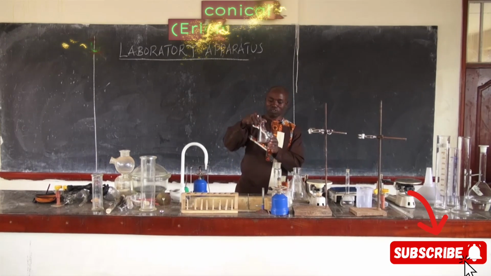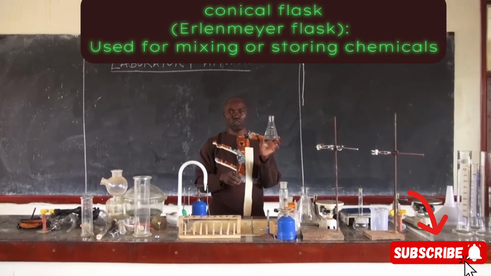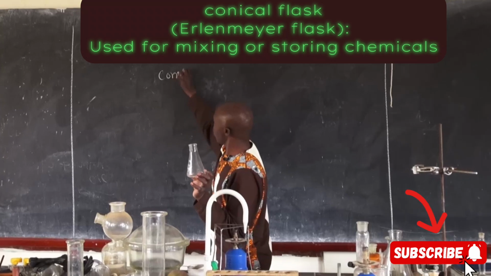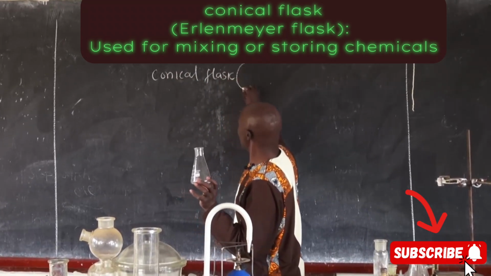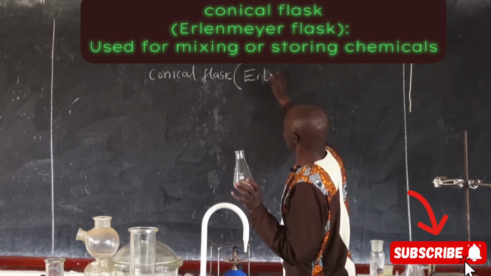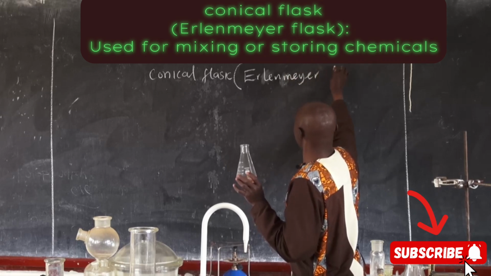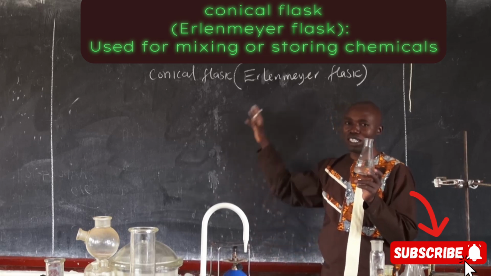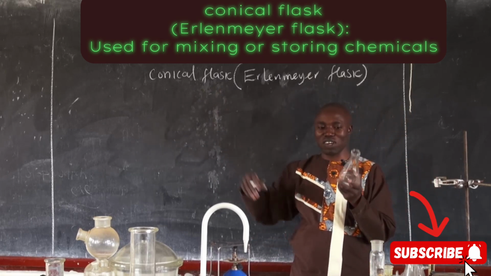Can start with this flask here. This is called a conical flask, or the original name is called the Erlenmeyer flask. So they commonly call it Erlenmeyer, but in our common laboratories we call it a conical flask.